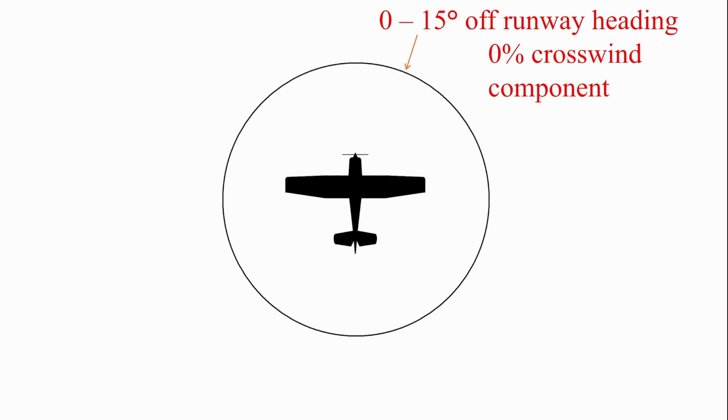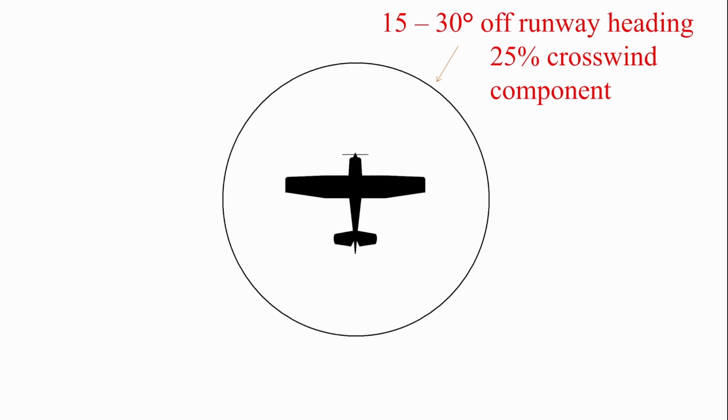There's also a quick reference method that you can use to estimate how much crosswind component you're getting based on how far the wind direction is off of your runway heading. If the wind direction is between 0 and 15 degrees off the runway heading, that means you're not going to get any significant crosswind. If the wind direction is 15 to 30 degrees off your runway heading, you can guesstimate that you're going to get about 25% or about a quarter of the total wind velocity as a crosswind component.